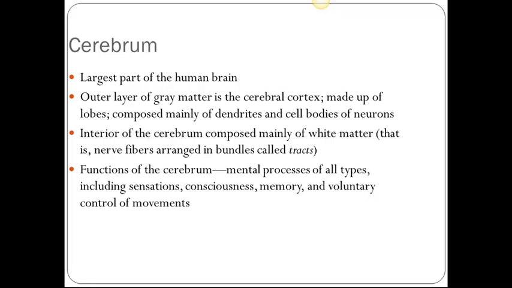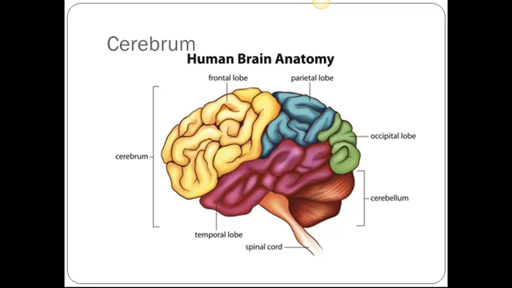The cortex is mainly composed of dendrites and cell bodies of neurons, and the interior of the cerebrum is composed mainly of white matter, that is, nerve fibers arranged in bundles called tracts. The function of the cerebrum is for mental processes of all types, including sensation, consciousness, memory, and voluntary control of movements.